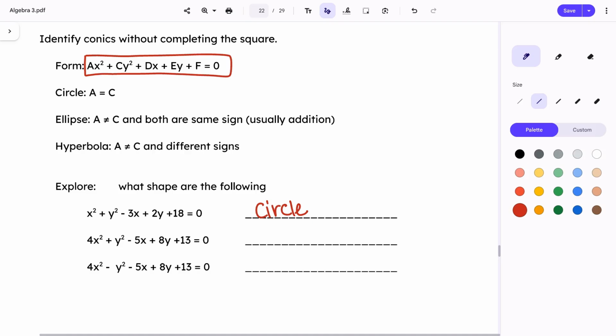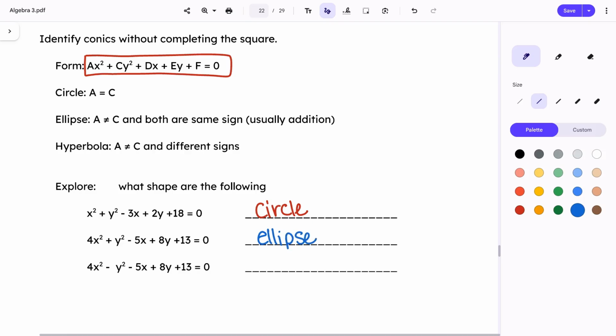Okay. For an ellipse, A and C are not equal to each other, and they're both the same sign. Usually it's addition. So which one has the number in front of x squared and y squared not the same number anymore, but they're at least the same sign? Is it the second one or the third one that seems to be doing that? The second one. So the second one would be an example of an ellipse.